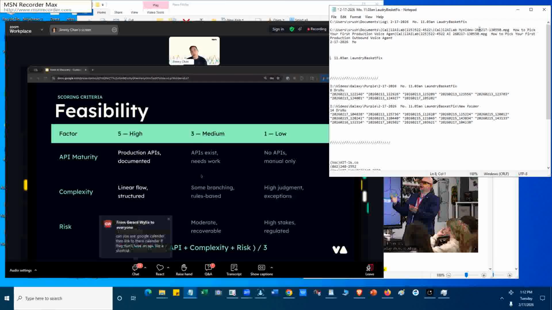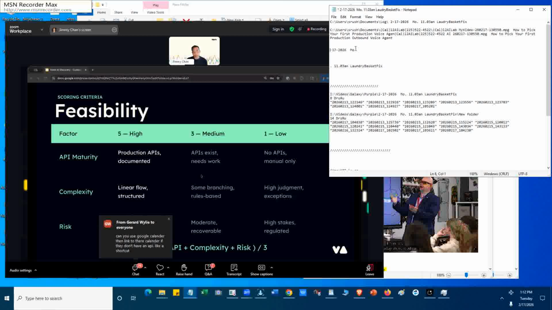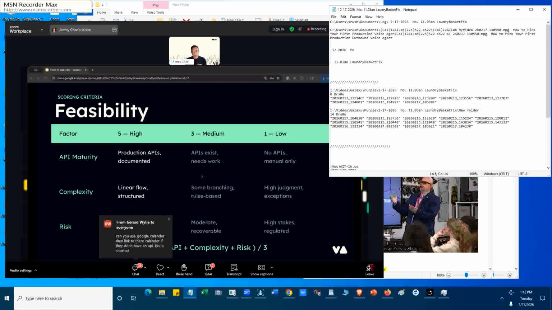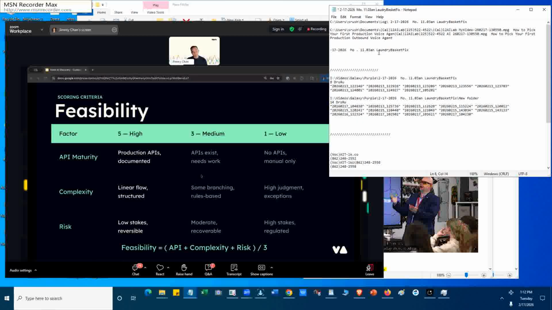The second thing is complexity. Are the flows linear? Are they structured? If they are, you can score 5. If it requires a lot of judgments, a lot of risk, a lot of exceptions to the flow, then you're probably going to score it low.